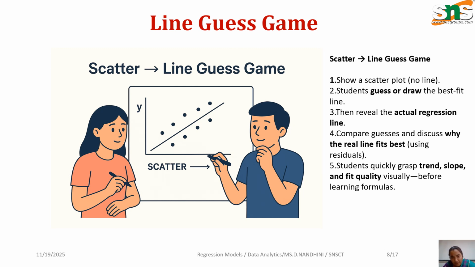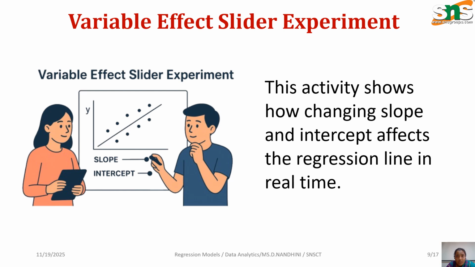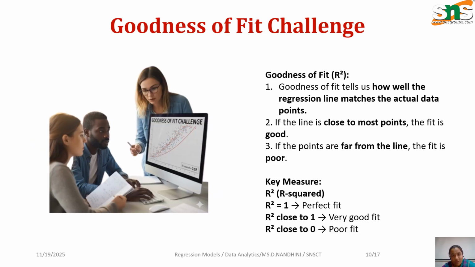The assumptions of linear regression are: linearity, to find the relationship in a straight line; independence of data points; normality, residuals are normally distributed; and no multicollinearity, independent variables should not be highly correlated. Next one is the variable affect slider experiment. That means the activity shows how changing slope and intercept affects the regression line in real time. A straight line with scattered points is there, but this may differ for each student.